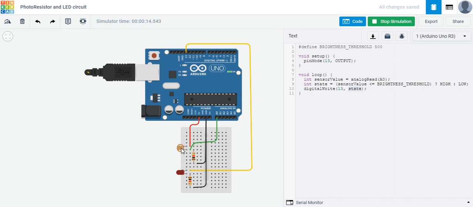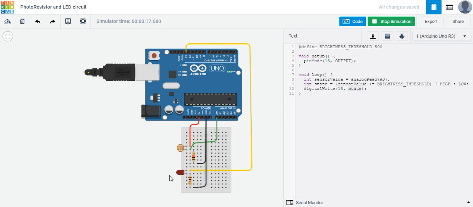One of the terminals of the photoresistor is connected to the 5 volts input supply, whereas the terminal where the other lead of the photoresistor is connected to the resistor is connected to one of the analog inputs, here specifically the A0 input of the Arduino. The other end of the resistor is connected to ground. So this constitutes the input part.